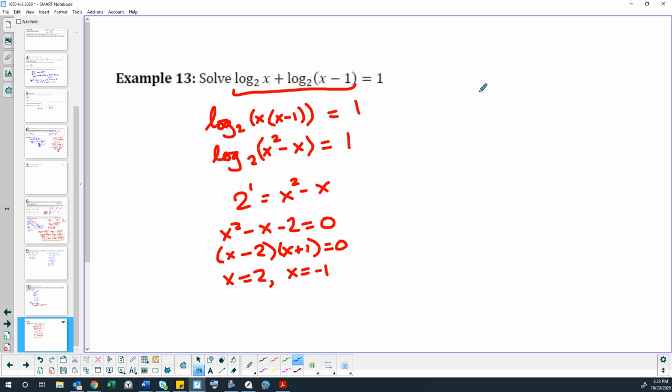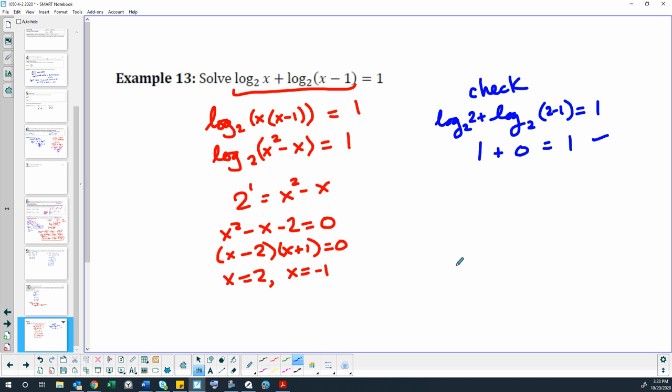Don't forget to check your answers. So if I go back to my original problem, and I try checking log base 2 of 2 plus log base 2 of 2 minus 1, then I get log base 2 of 2, which is 1, and I get log base 2 of 1, which is 0. 1 plus 0 equals 1, so that one's good. Let's try the other one. So log base 2 of, oh, I see a problem right there. Do you see the same problem I see?